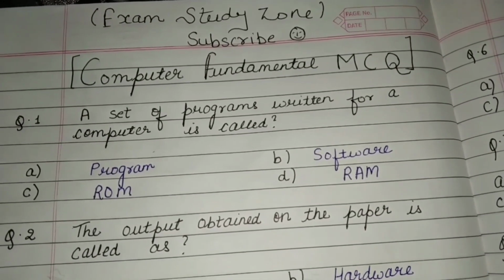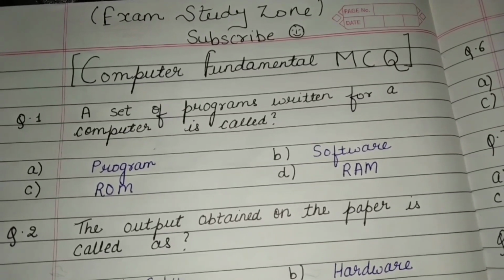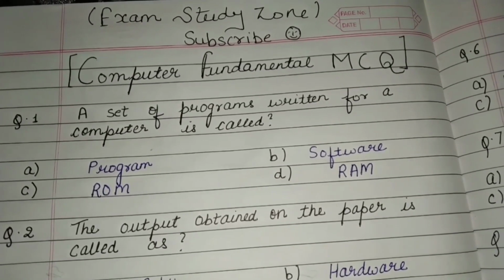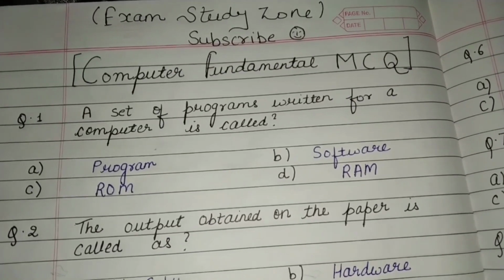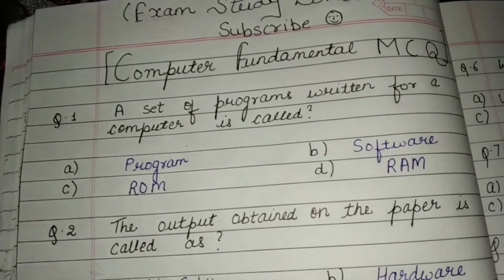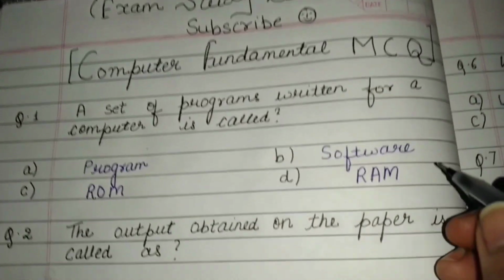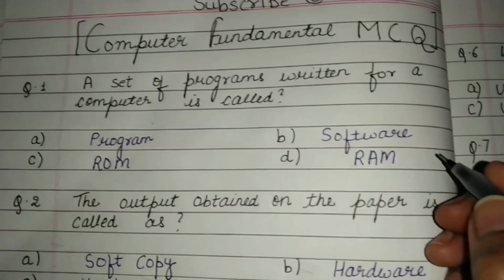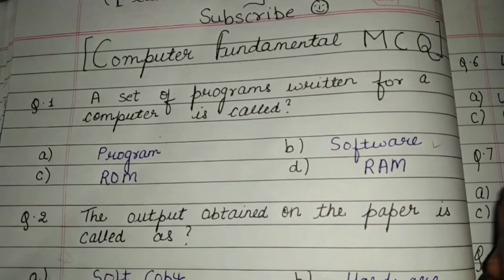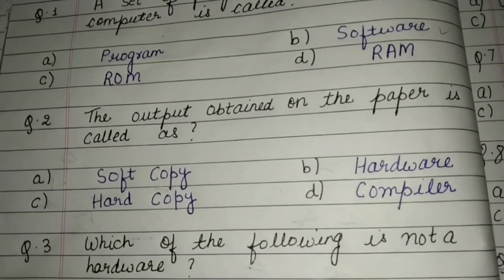A set of programs written for a computer is called A. Program, B. Software, C. ROM means read only memory and D. RAM, random access memory. So the right answer is option number B, software. A set of programs written for a computer is called software. Option number B is the right answer for this question.